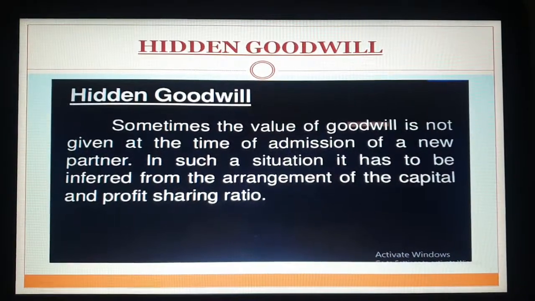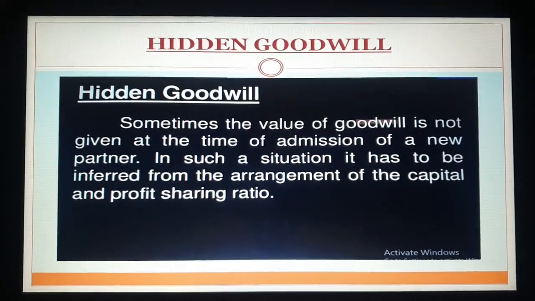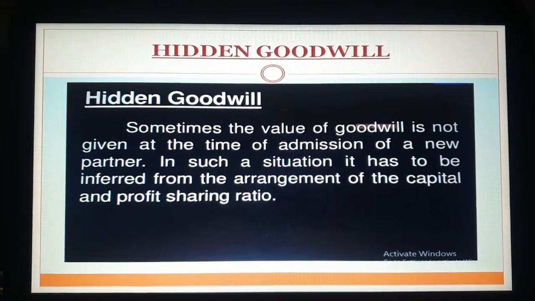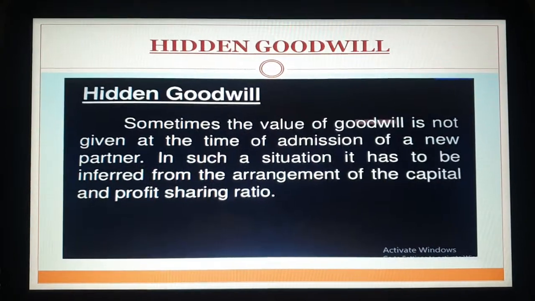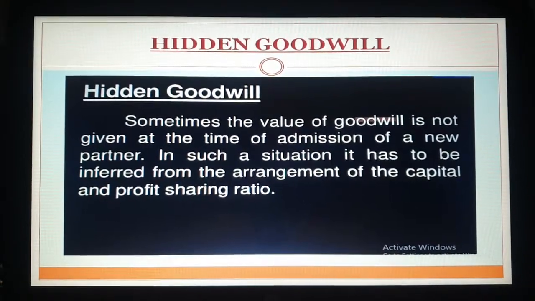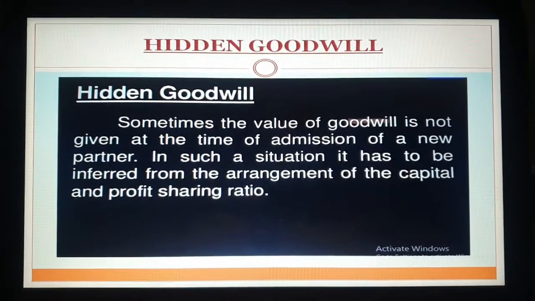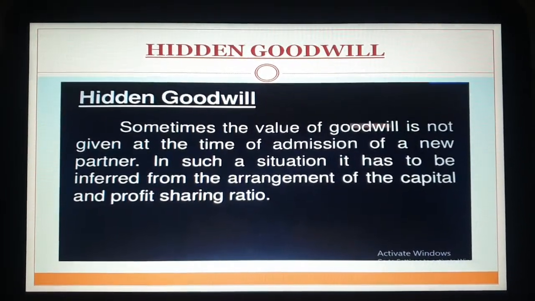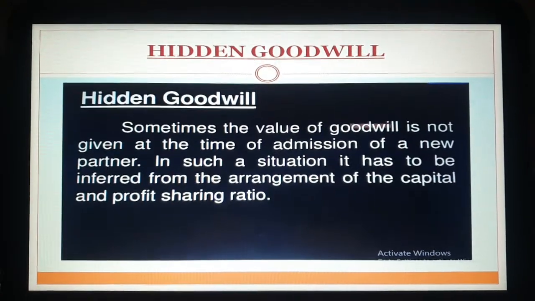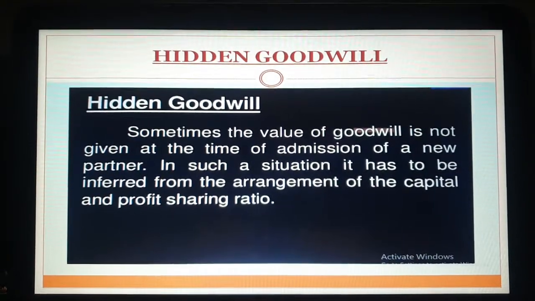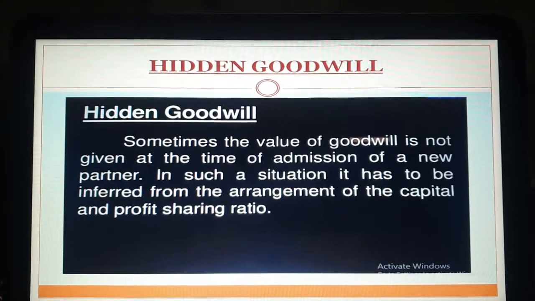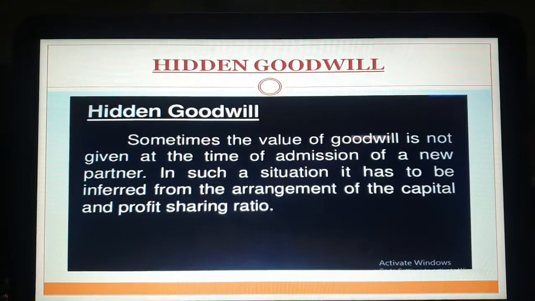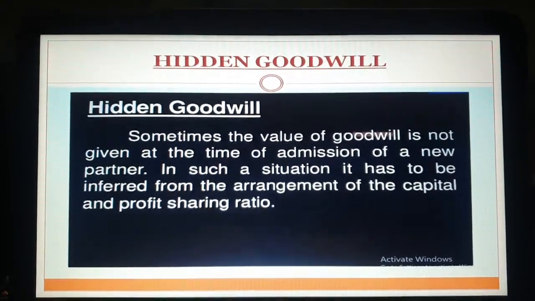Namaskar everyone. Today we'll start with the next topic of chapter 3, that is hidden goodwill. What do you mean by hidden goodwill? Sometimes the value of the goodwill is not given at the time of admission of a new partner. In such a situation, it has to be inferred from the arrangement of the capital and profit sharing ratio. So that is called hidden goodwill. Hidden goodwill means the goodwill which is not given at the time of admission of a new partner.